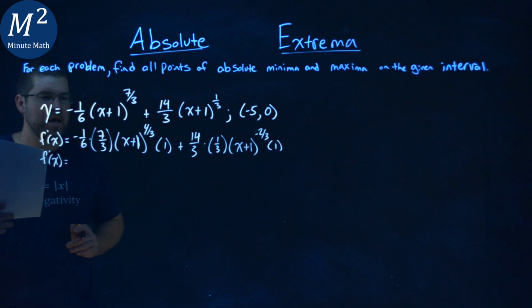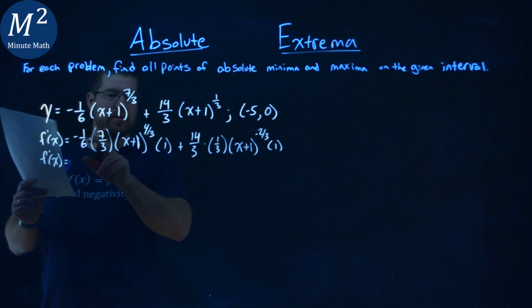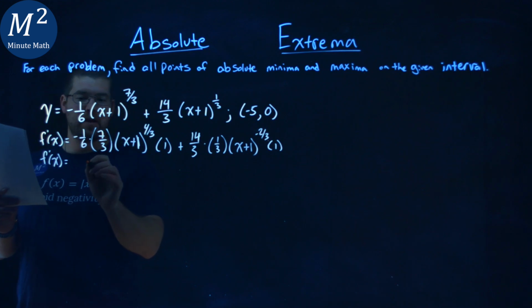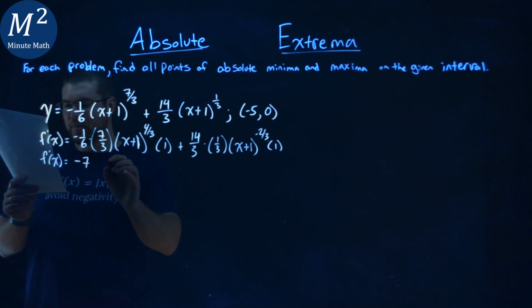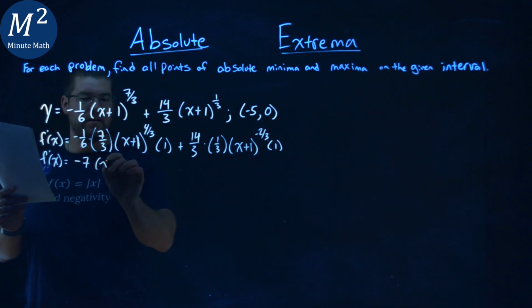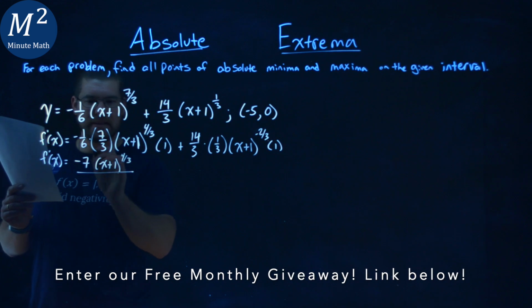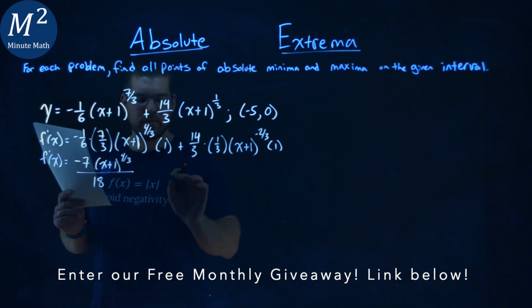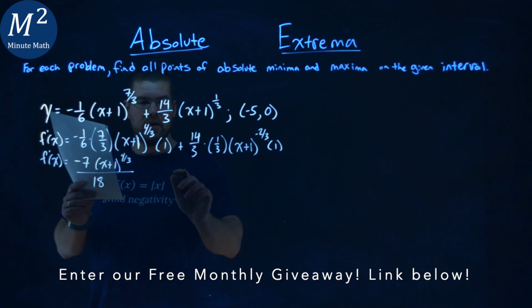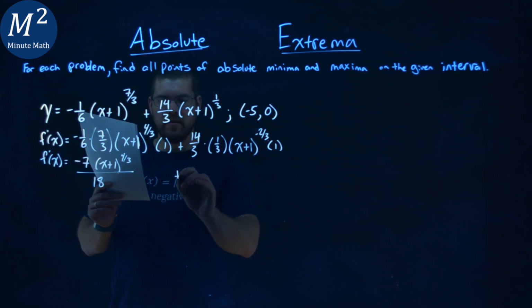Negative 1 times 7 is negative 7, and then we have an x plus 1 to the 4/3 power over 6 times 3, 18 in the denominator. I'm going to leave some space here because I'm going to use that in a minute. Plus 14 times 1 is 14 in the numerator.